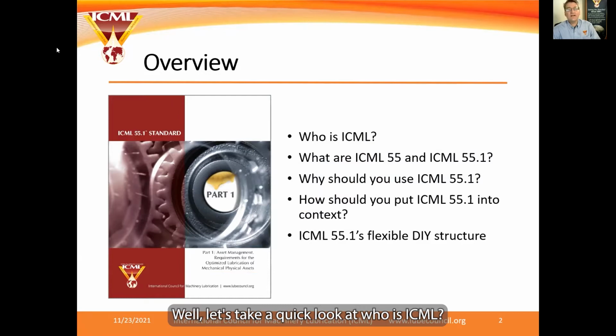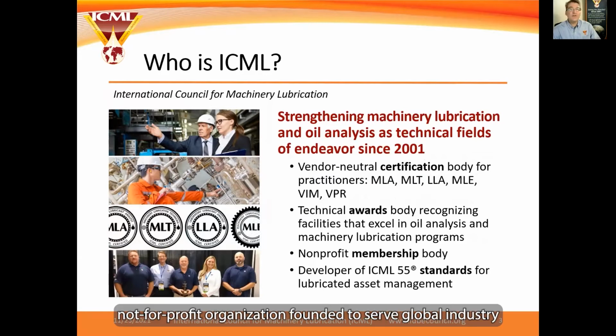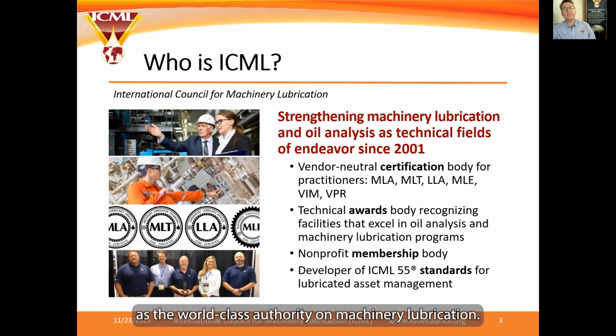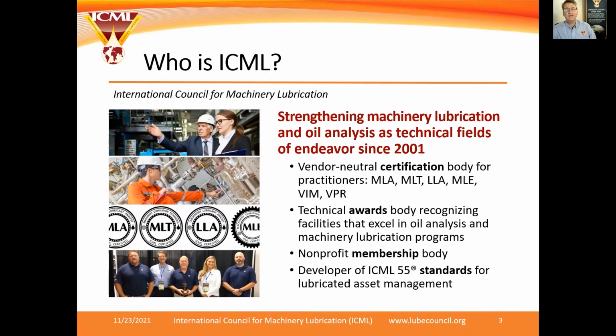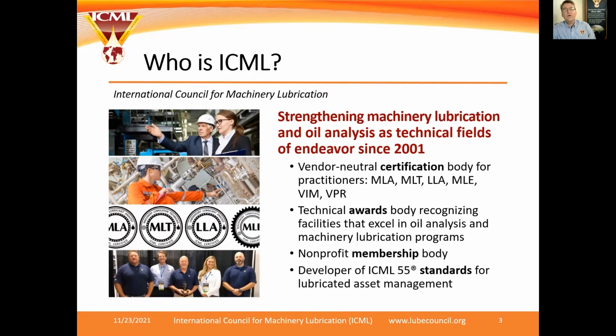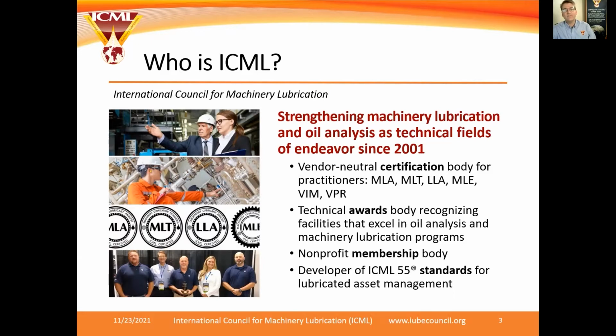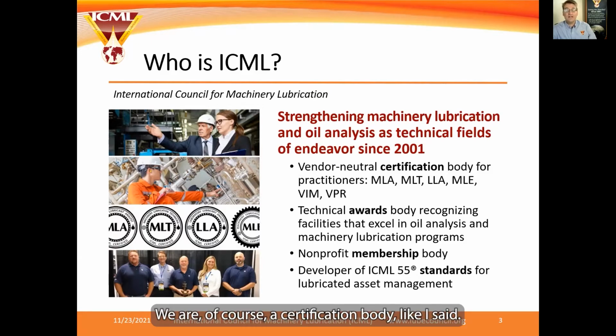Well, let's take a quick look at who is ICML. ICML, of course, is a vendor-neutral, not-for-profit organization founded to serve global industry as the world-class authority on machinery lubrication. But we're more than just certifications. Although that's our most well-known activity, we do support individuals and organizations through several programs that strengthen machinery lubrication and oil analysis as technical fields of endeavor. We are, of course, a certification body, like I said. We are also an awards body, a membership body, and a standards body.